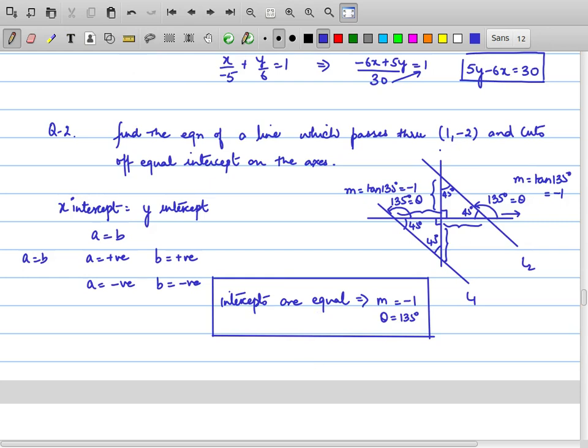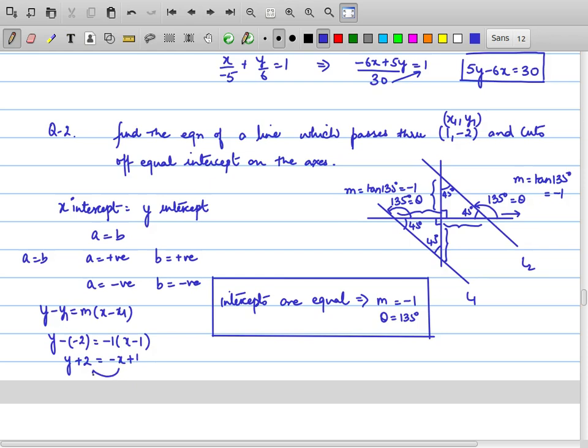Your line is passing through 1, -2 and the slope of your line is m equals -1. Therefore we can use the one-point form, y minus y1 equals m times x minus x1. This is x1, y1, the point through which our line is passing, and m we have already found out, -1. y minus -2 equals -1 times x minus 1. Therefore we can clean this up. y plus 2 equals minus x plus 1.